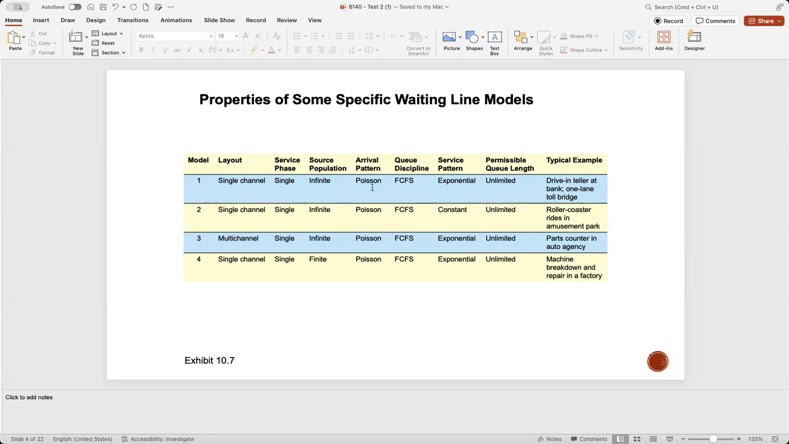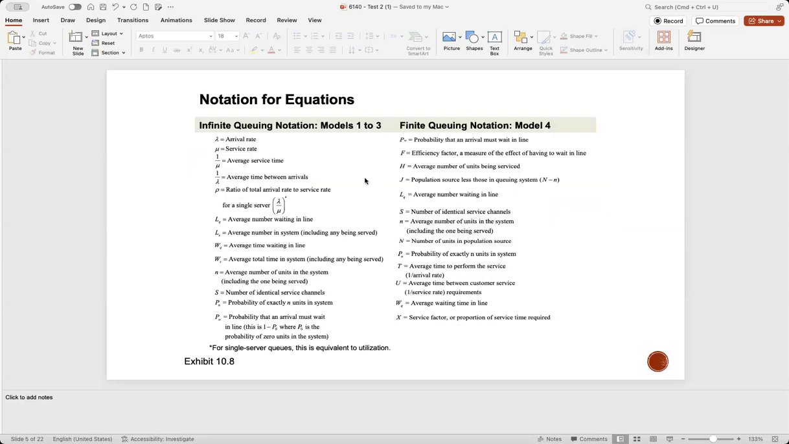And for the model 1 calculations, we only need to focus on a few notations here. We need to understand what the arrival rate and service rate are.